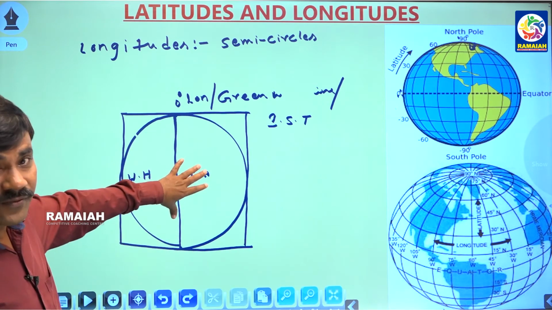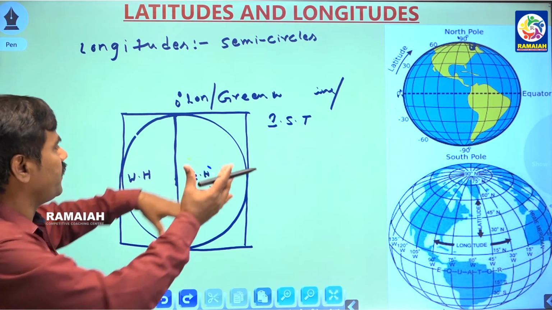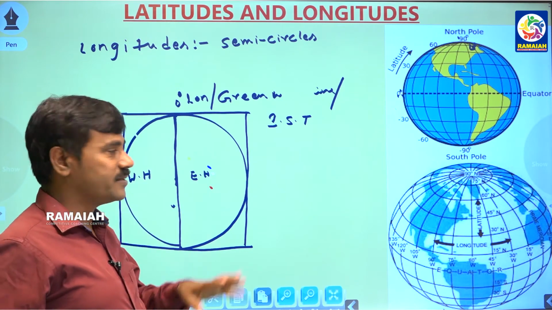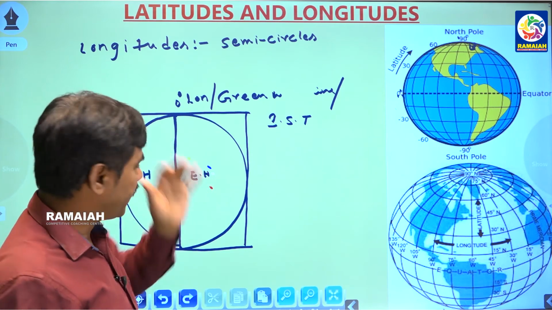We are seeing that half of the earth's surface is under daytime because it is receiving the vertical rays from the sun. The back side of the half of the area is not receiving the sun's rays. That's why it is under night time.